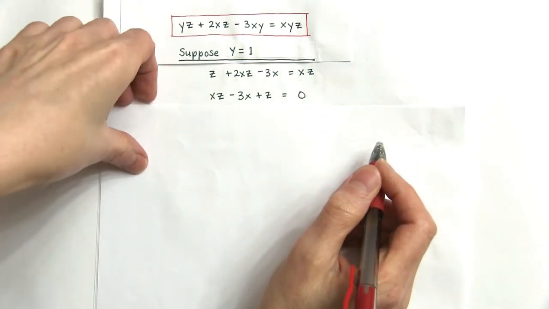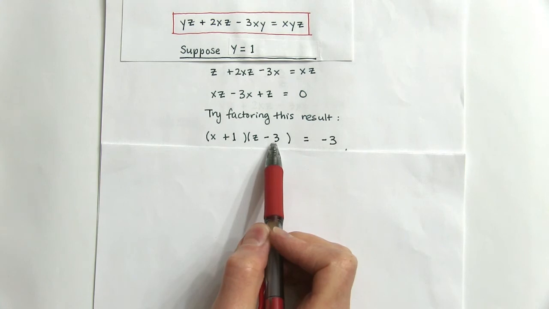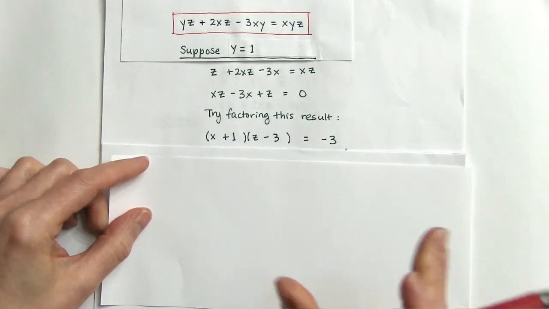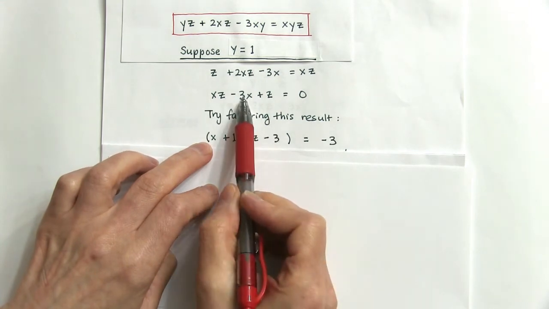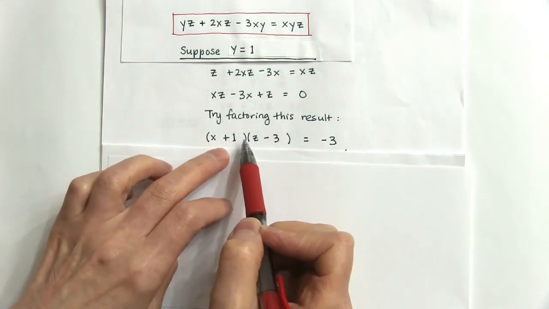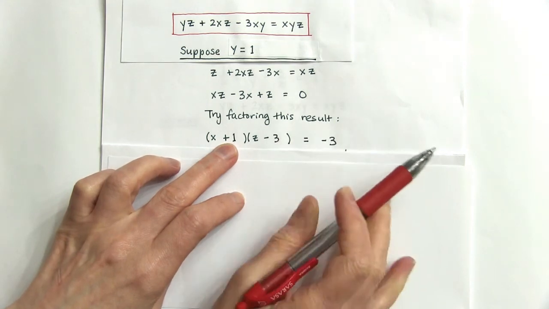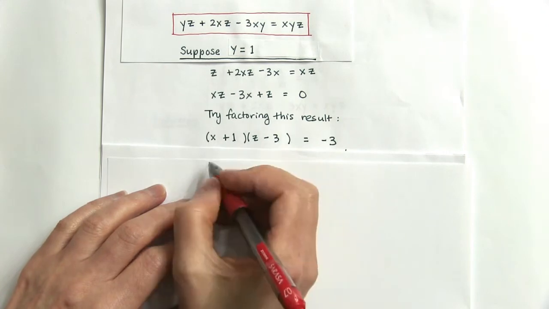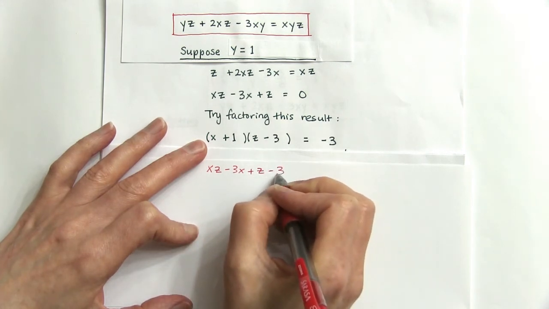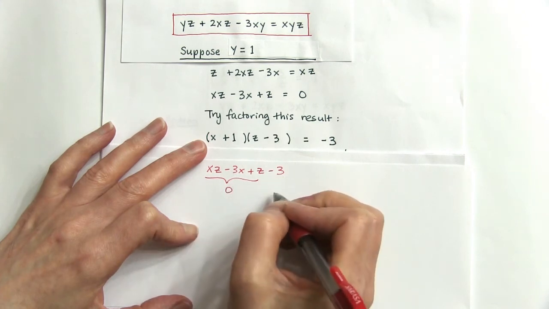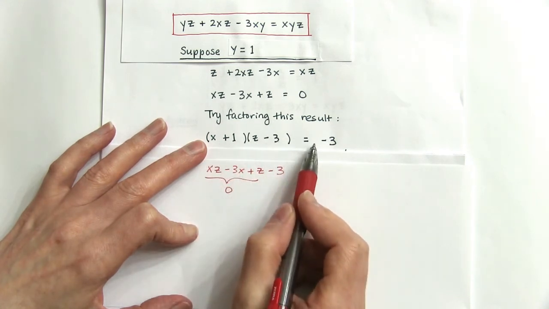Now, one way to tackle this would be, I can try factoring this result like this, because I have xz, and then if I put a minus 3 on this side, I'll get minus 3x, and if I put a plus 1 over here, I'll get a plus z. I'm just getting an extra factor of minus 3 here, and that's why we have this, because this left-hand side I can see is xz minus 3x plus z minus 3. And this part is 0, so this side is equal to 0 minus 3. And so that's why this product is equal to minus 3.